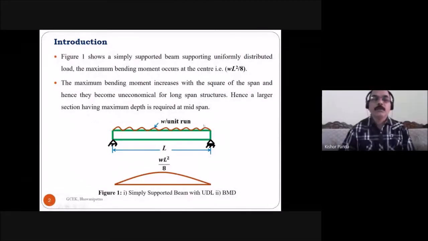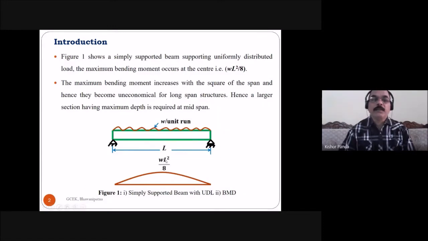So this is your beam structure. For a long span length, the beam structure is uneconomical, as the bending moment increases when the length of the span increases. A larger section having maximum depth is also required at mid span, because the bending moment is maximum at the mid span. Because the load on the beam is W per unit run, the bending moment at the midpoint is WL square by 8.